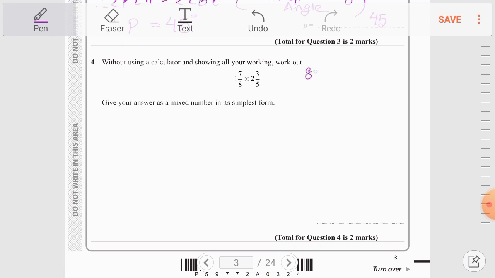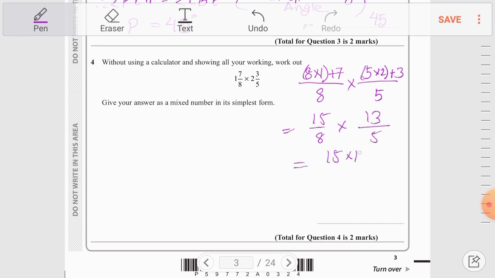So in order to do that, we need to multiply 8 into 1 plus 7 for the first fraction, and then divide it by 8 and multiply this with again 3 into 2 plus 3, 5 into 2 plus 3, and divide that again with 5, and you get 8 plus 7 is 15 by 8, and 5 into 2 plus 3 is 13 by 5. If you multiply 13 and 15 and 8 into 5, you get 39.